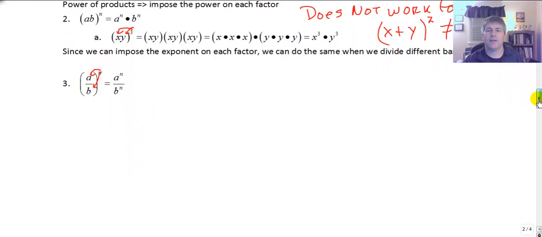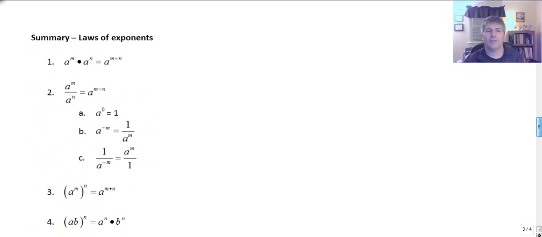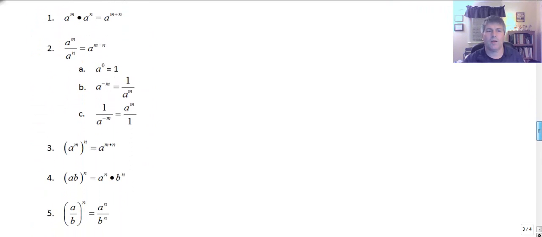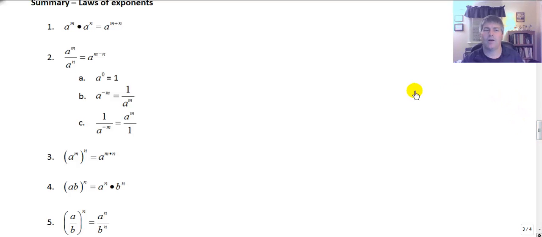So let's take a look at a summary of our laws of exponents. We'll put all this in one place. Our summary of the laws of exponents. If we have a power times a power, same base, we can add our exponents. If we have a power divided by a power, again, same base a, we can subtract the exponents.